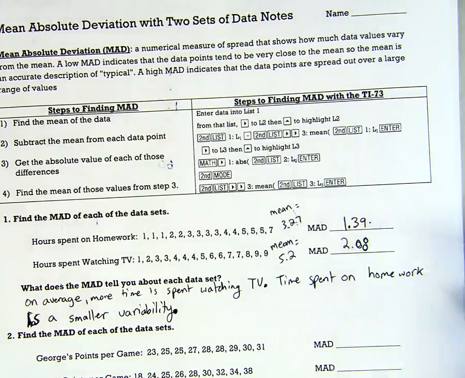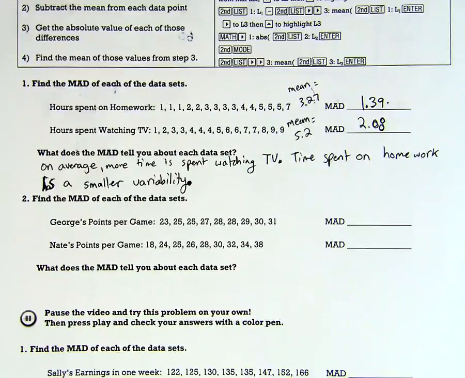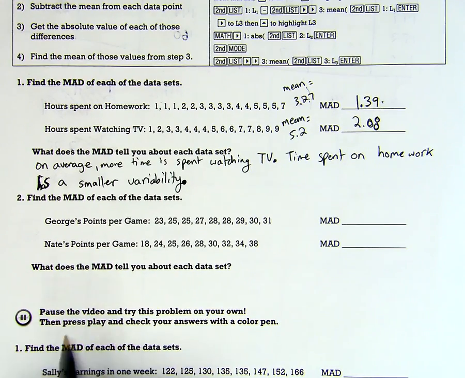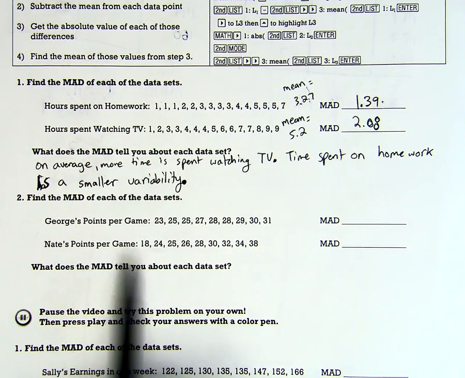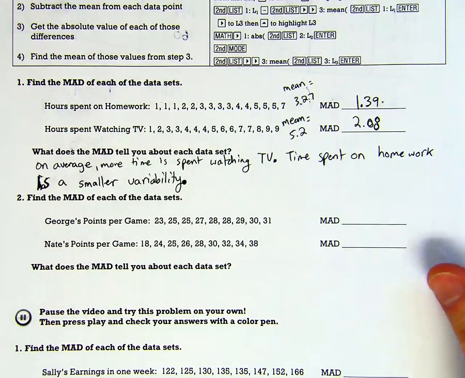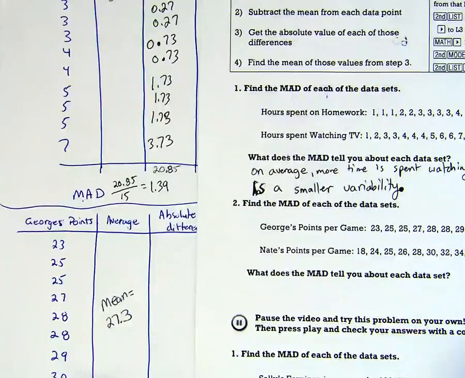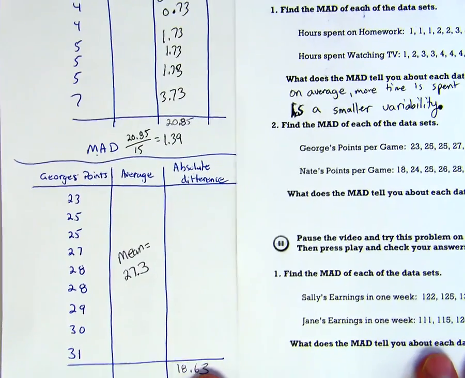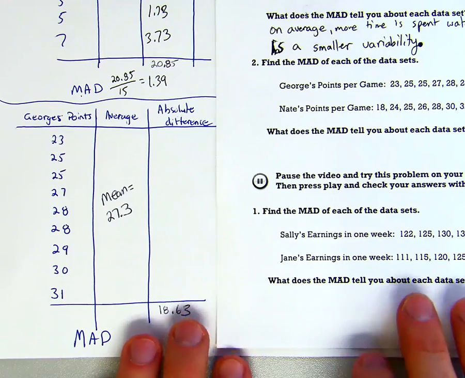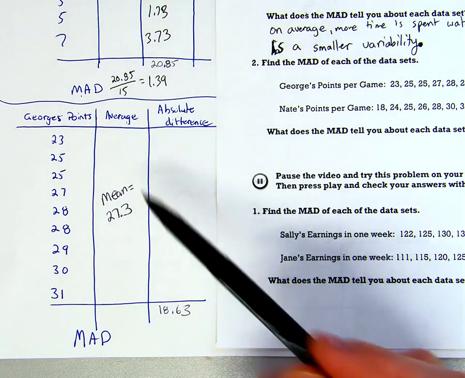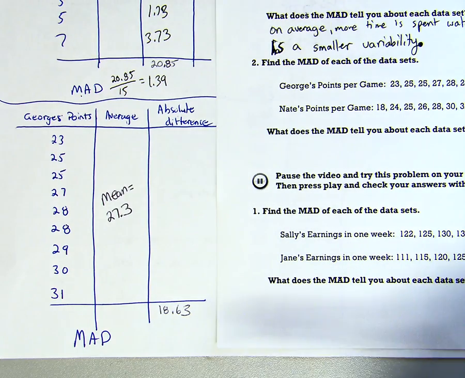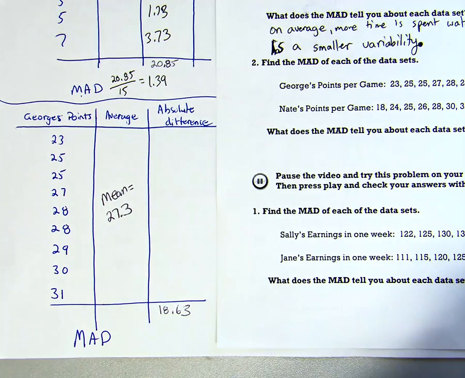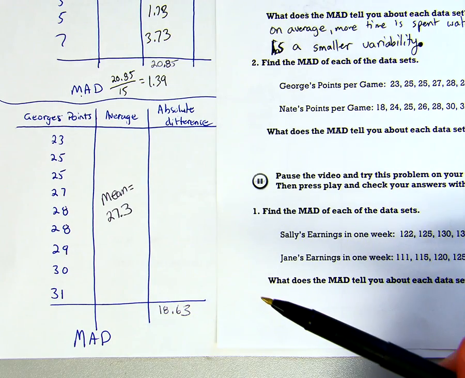Okay. All right, so number 2, we have find the mean absolute deviation for each of the data points. The first one we're going to look at is George's points per game, and then we're also going to look at Nate's points per game. So let's go ahead and do George's first. Went ahead and did it a little bit ahead of time here. So we have George's points all written out for you here. And I went ahead and found the average to be 27.3. I added them all up and then divided by 9, because there's 9 sets of data points there.